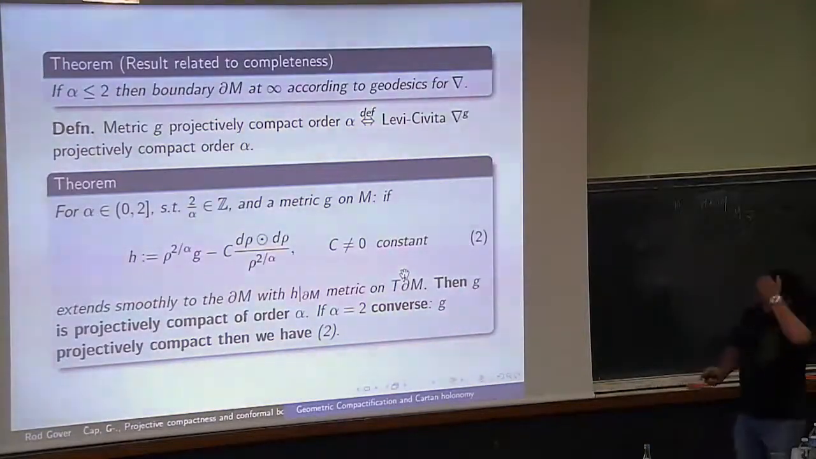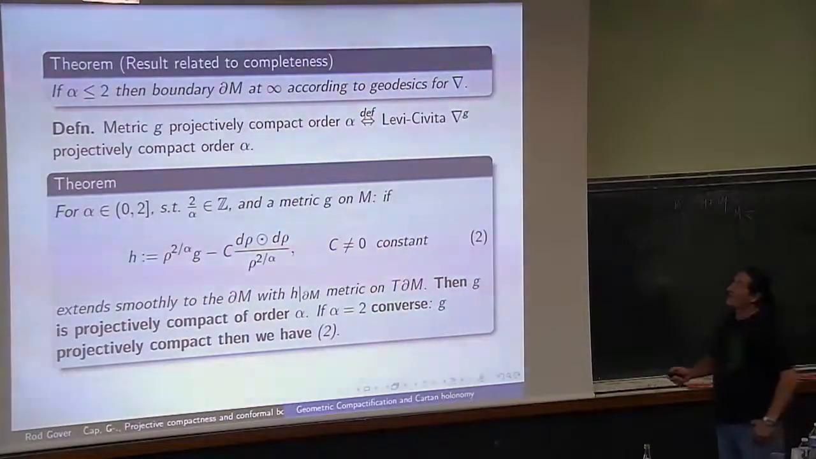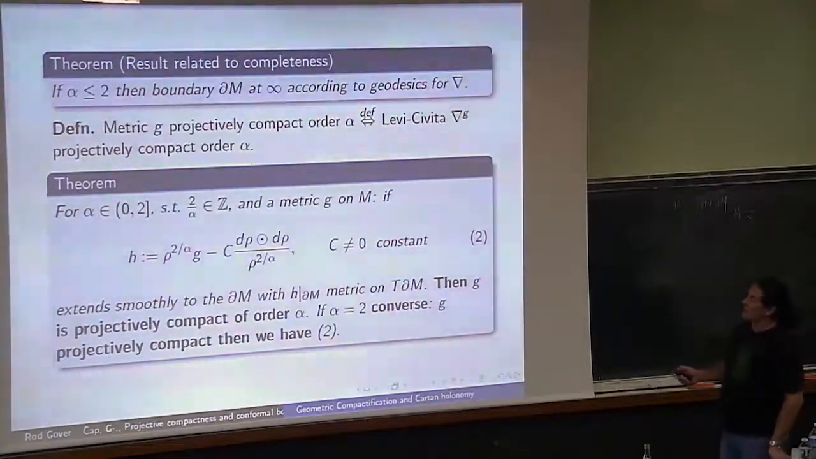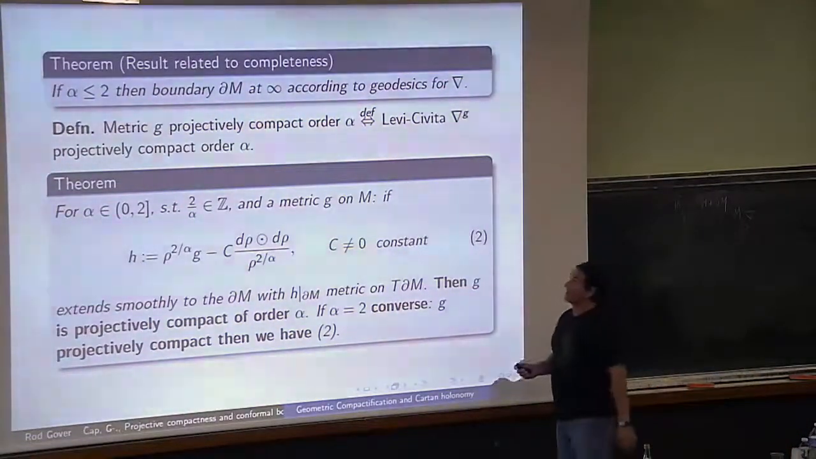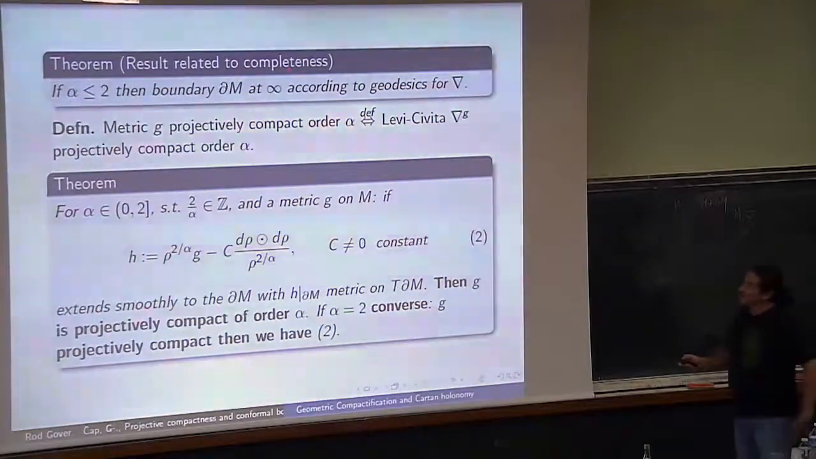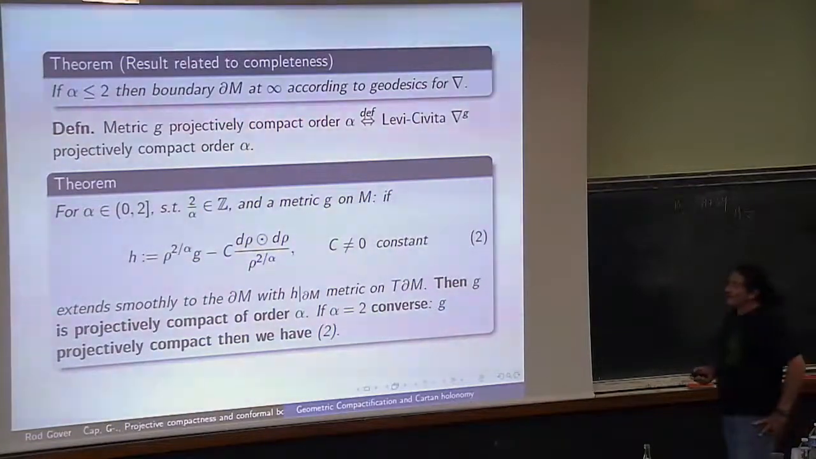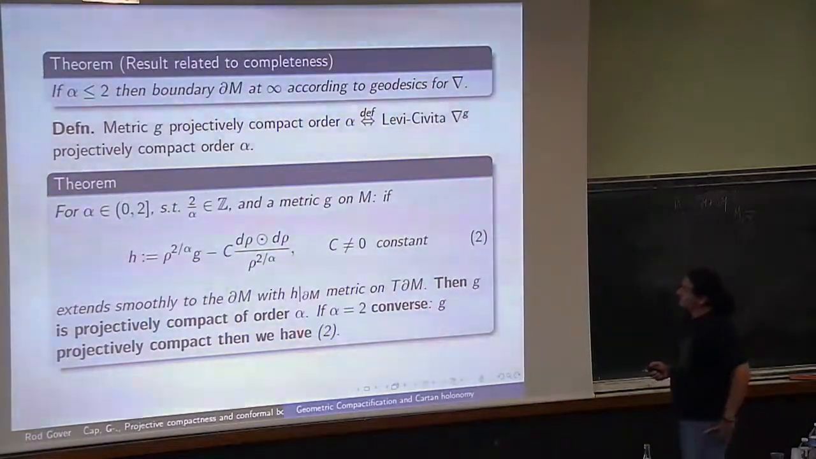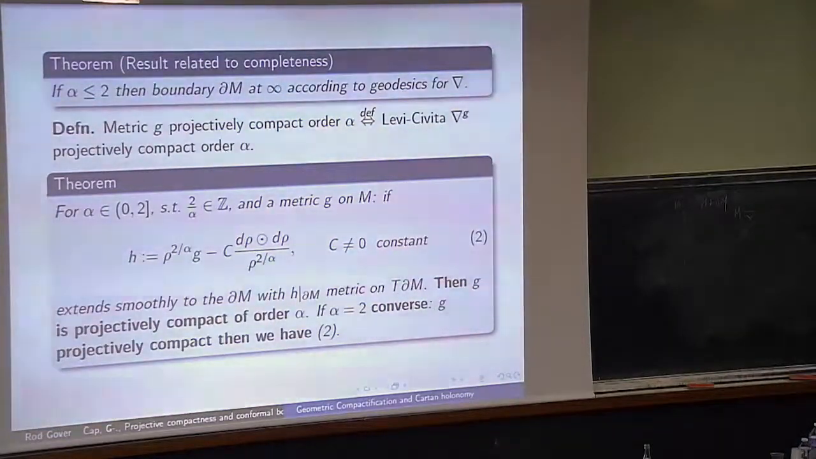Okay, so just some other little anecdotes on that. If alpha is less than or equal to 2, then the boundary is at infinity according to the geodesics. So it's sort of geodesically complete in that sense. So in fact, our interest then is in these alphas where the boundary is at infinity, so the smaller alphas.